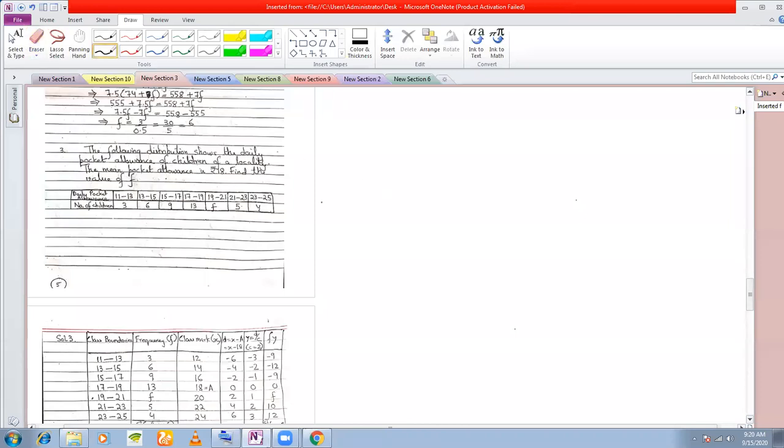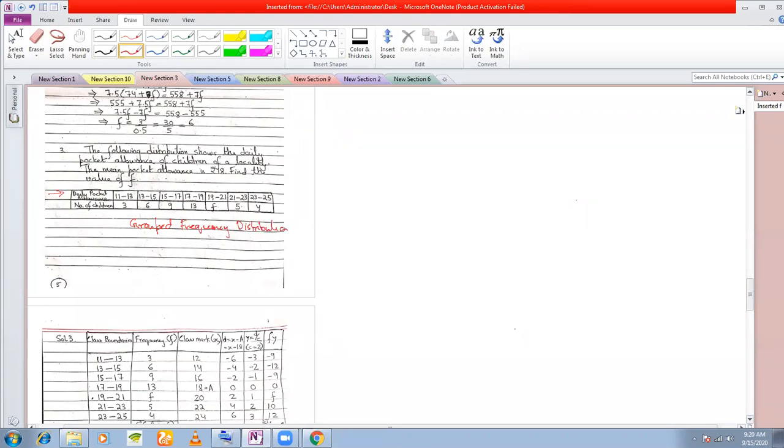This time, the difference between the earlier problem and this problem is that the class intervals are given. Here we have a group frequency distribution. If you see daily pocket allowance here, this is a class interval. So this is called a grouped frequency distribution.